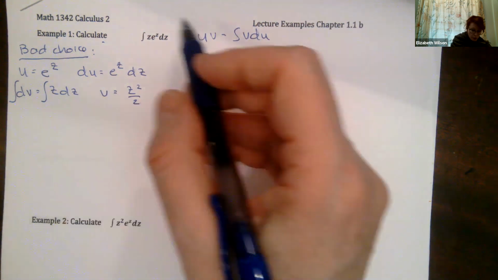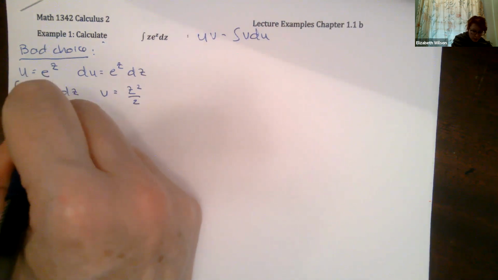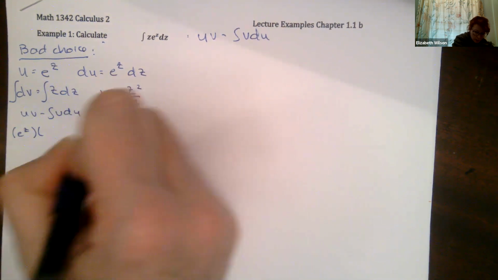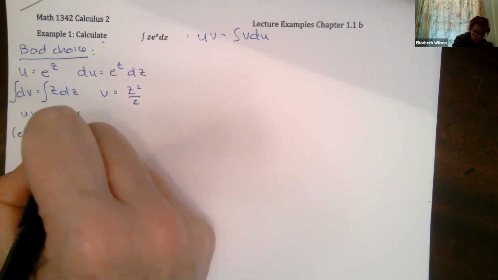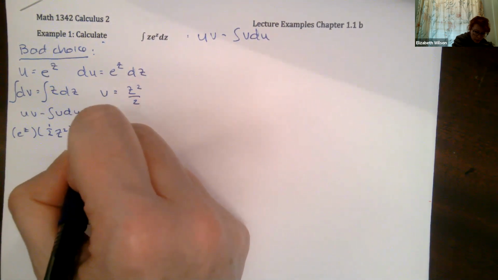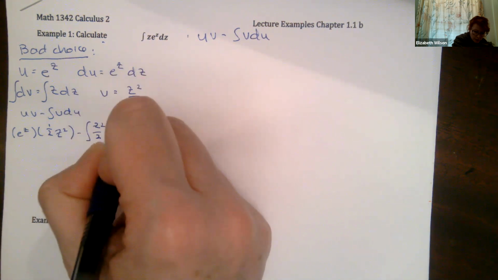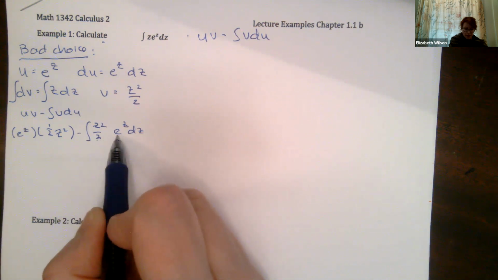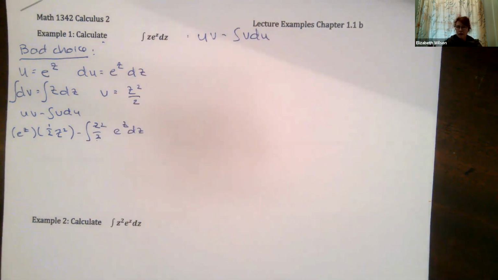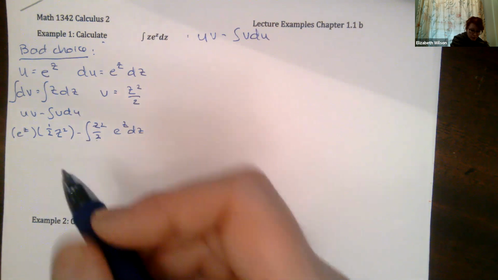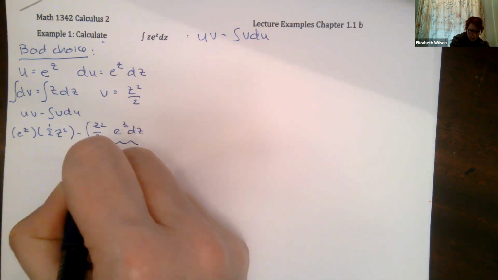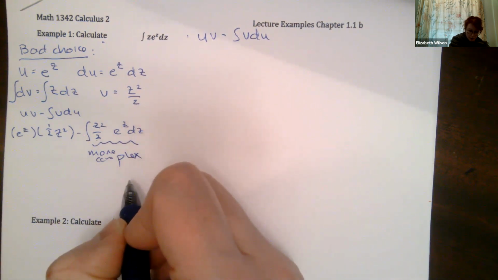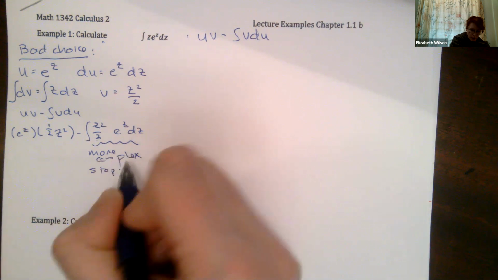I'm going to put it into the form uv minus the integral of v du. So u times v is e to the z times one half z squared, minus the integral of z squared over 2 times du, which is e to the z dz. Well, look at what I've got: z squared over 2 times e to the z. That's more complex than z times e to the z. So I'm thinking, more complex, maybe I'm going to stop. So stop, and switch.